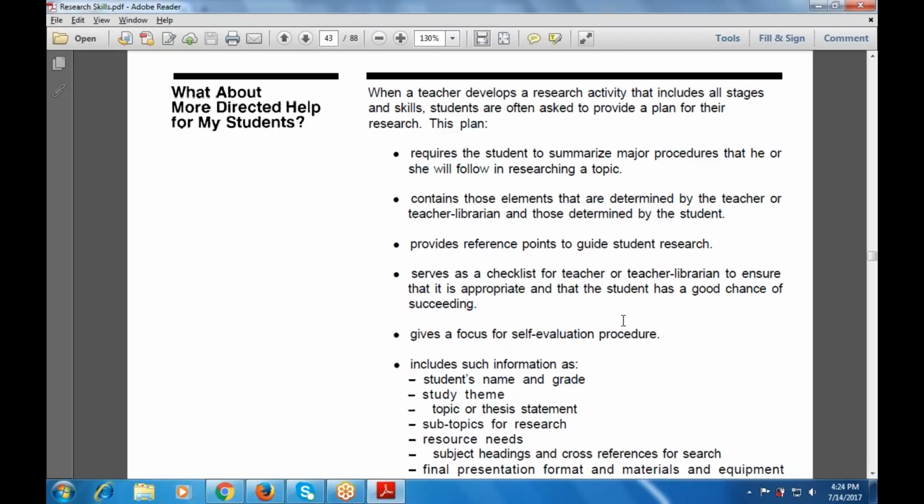Good chance of taking the review point, taking the student point, taking the information. Then it gives a focus for self-evaluation procedures. What are the various self-evaluation procedures? How can we take the procedure, how can we focus on the self-evaluation?